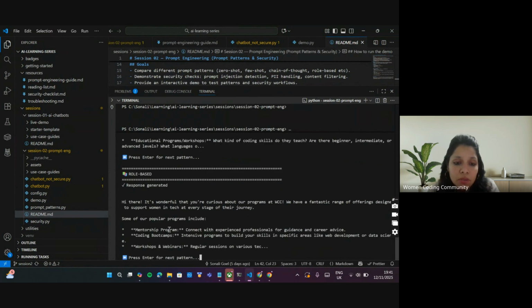Then talk about the role-based one. "It's wonderful that you are curious about WCC." So it is showing how you gave a role, a persona, to your WCC chat, and then it is being very energetic and enthusiastic about talking about WCC, what different journeys WCC offers to women, and some popular programs. Again, it is quite good.